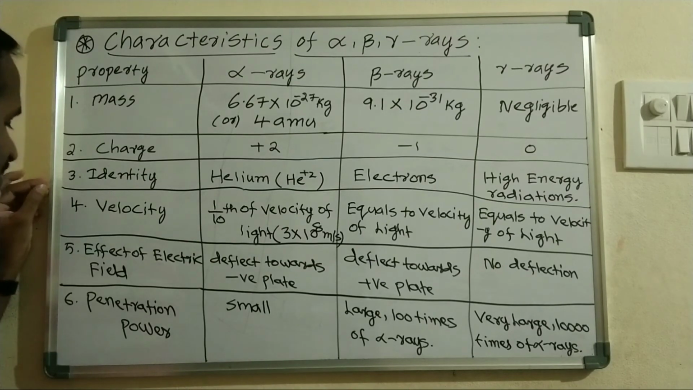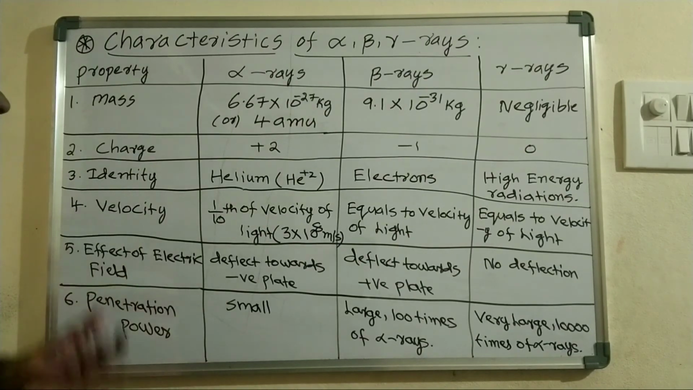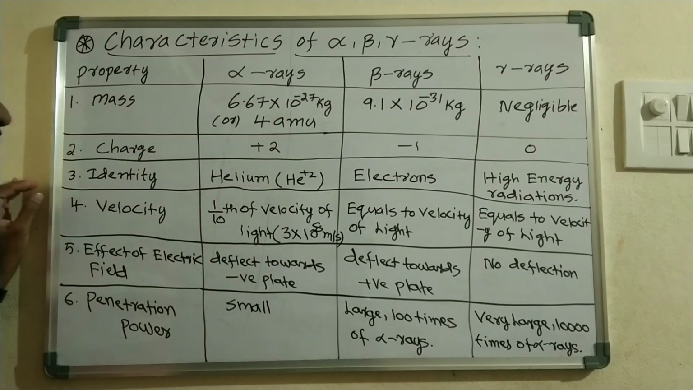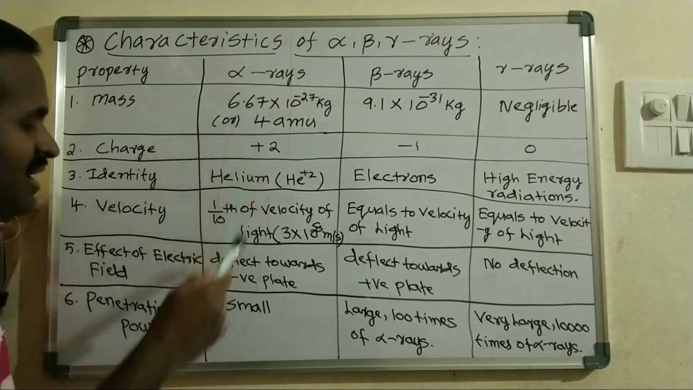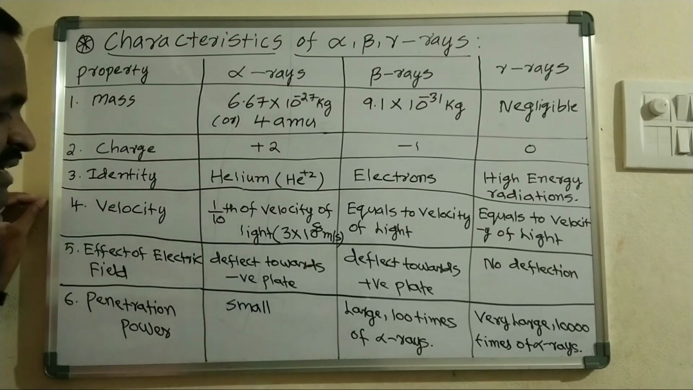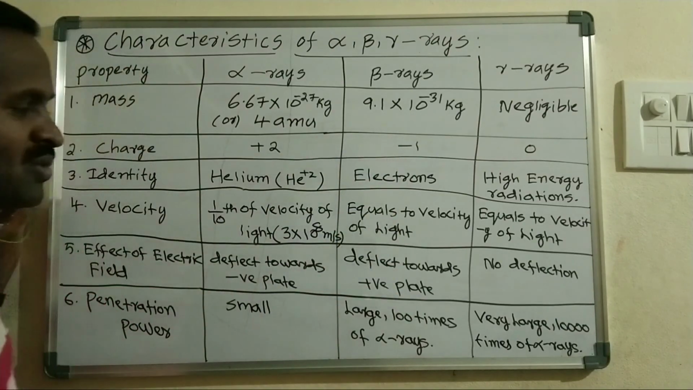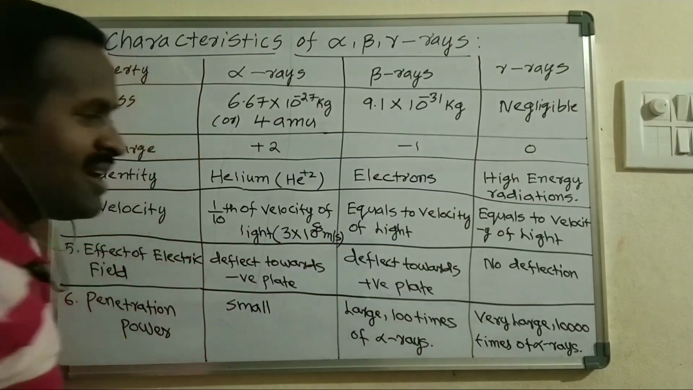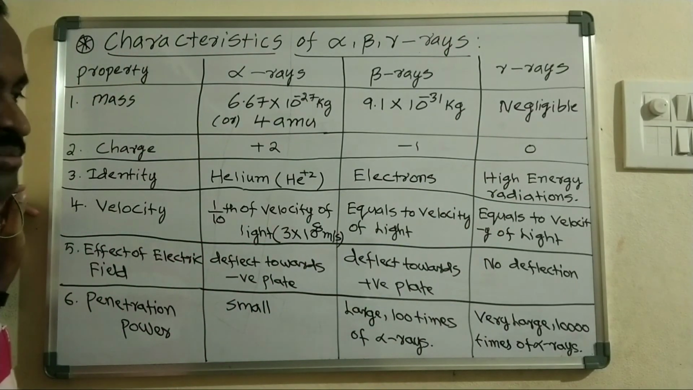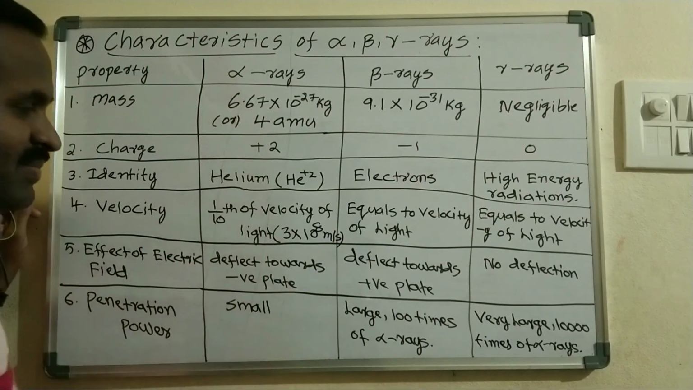The next property is the effect of an electric field. When we place an electric field in the direction of alpha, beta and gamma rays, alpha rays deflect towards the negatively charged plate, beta rays deflect towards the positively charged plate, whereas gamma rays show no deflection and go straight, right?